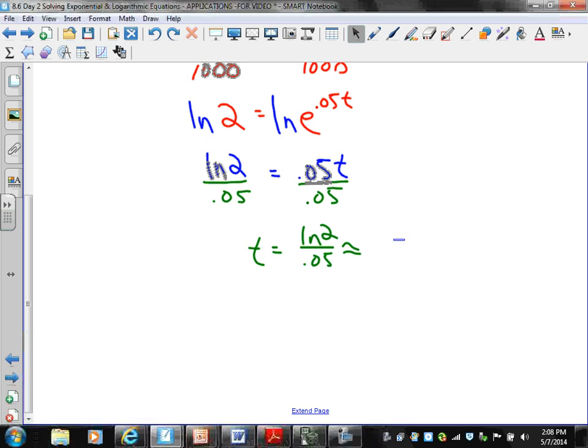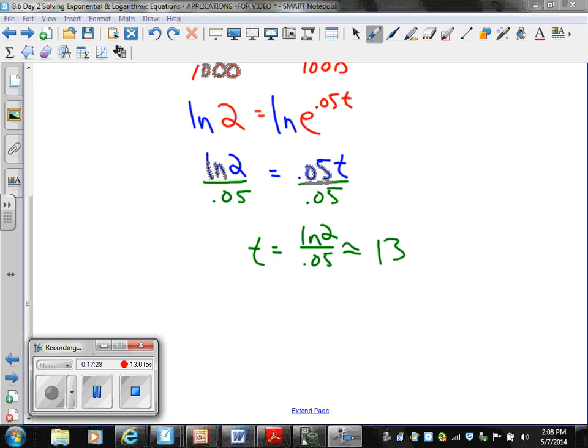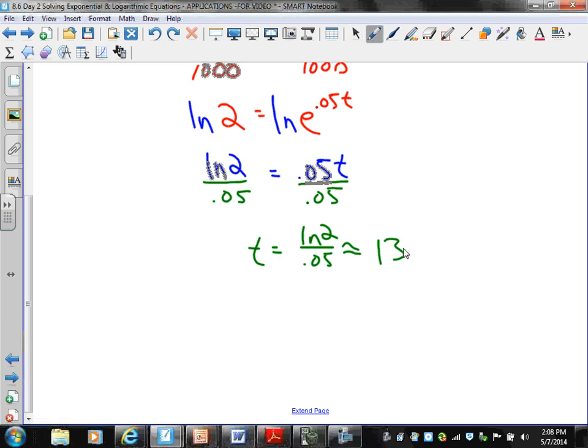Okay, sorry about that. It's approximately 13.863 years. If you compare that to the last problem, so remember, continuously compounded, that's our best result. We can't compound something better than continuously. We get a high percent, but that's not really the same stuff there.